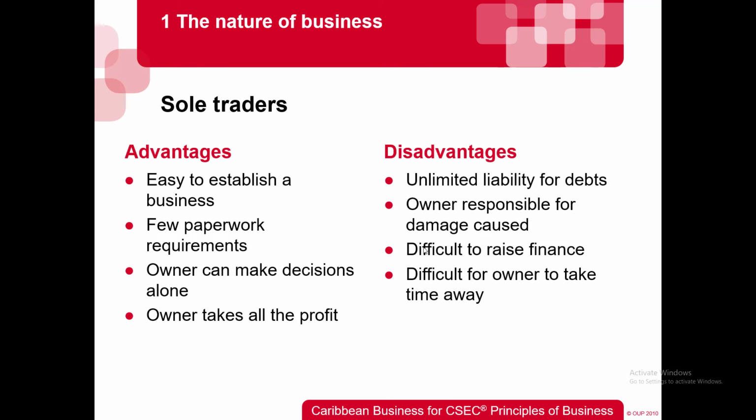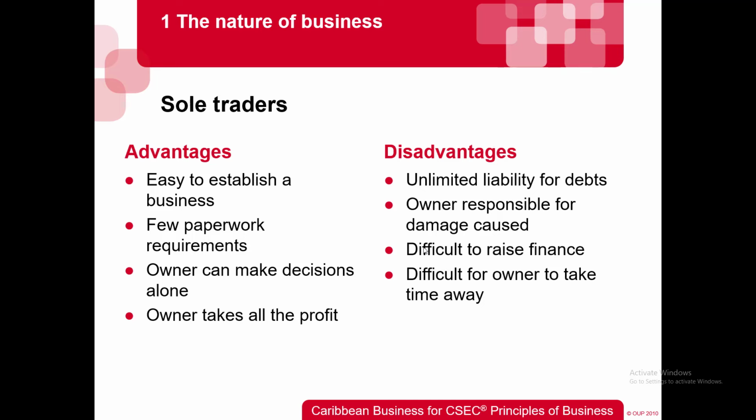The last point, difficult for owner to take time away. Now this one is pretty much self-explanatory. If you're the owner of the business, the only owner, it's hard to just up and leave because that's how you make your money. You have to plan this properly. So if you know you have a vacation once a year, then you have to plan it properly. You have to make sure that you meet your financial obligations for this month or that month, because you just cannot up and go just like that, because it's going to be detrimental to your business. So you can't just up and leave.